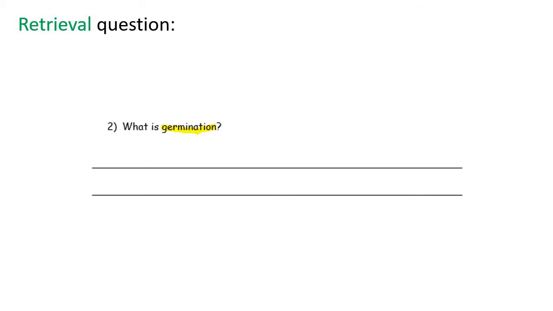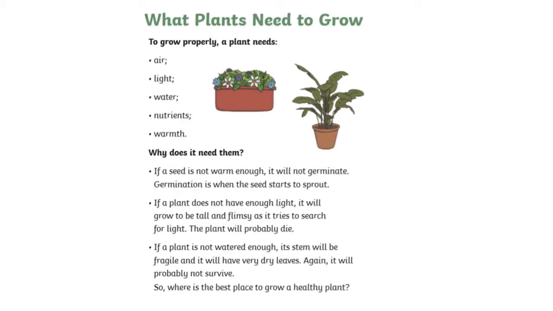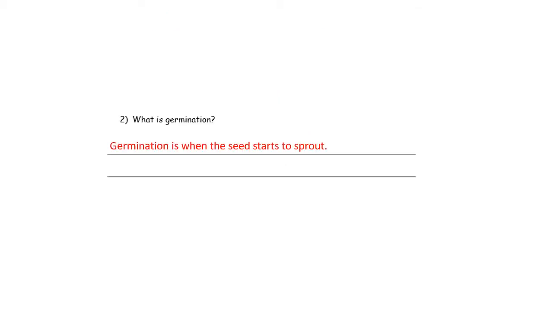I'm going to skim and scan my text to try and find the word germination. Okay, so you quickly look through it and I will too. Okay, I've seen the word germination. I'm going to highlight it for you. So it says, germination is when the seed starts to sprout. Okay, so the text has told me the answer, therefore I would write, germination is when the seed starts to sprout. Okay, so that's a retrieval question where you find the answer in the text.